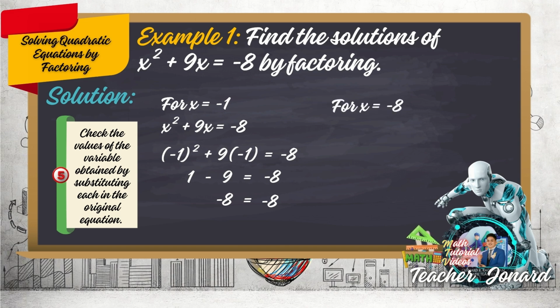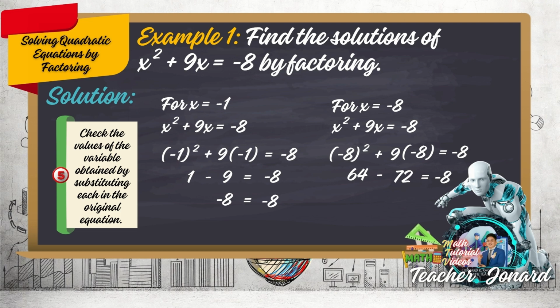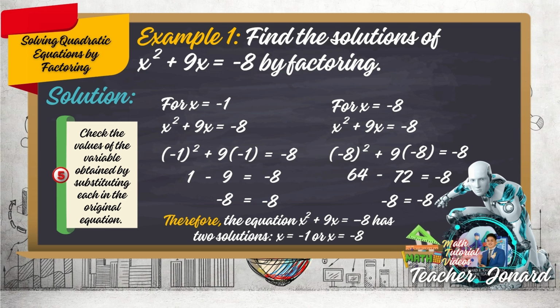For x equals -8, we have (-8) squared plus 9 times -8 is equal to -8. Simplify. Square of -8 is 64. 9 times -8 is -72. Simplify. 64 minus 72 is -8. The equation is true, so x equals -8 is a correct solution. Therefore, the equation x squared plus 9x equals -8 has two solutions: x equals -1 or x equals -8.